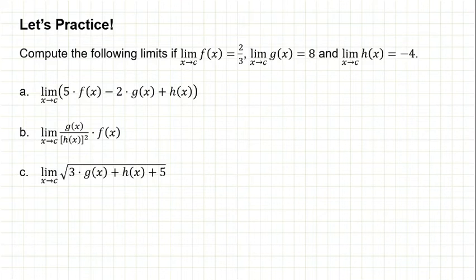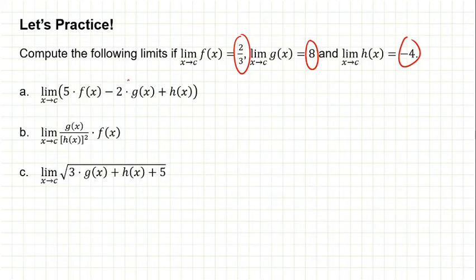So let's try letter A. So for letter A, we have the limit of 5 times f of x minus 2 times g of x plus h of x as x approaches c. So here, the limit of f of x is 2/3. For g of x, we have 8. And for h of x, we have negative 4. So let's just apply the given theorem.